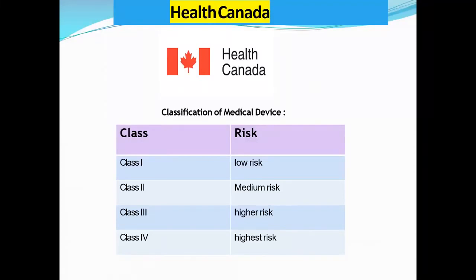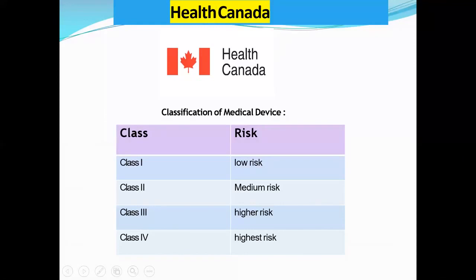Okay, so let us continue with Health Canada. So Health Canada again, the classification is based on low risk to highest risk. With Health Canada, you will see the difference. Only in Canada, you will see there are class 4 devices.